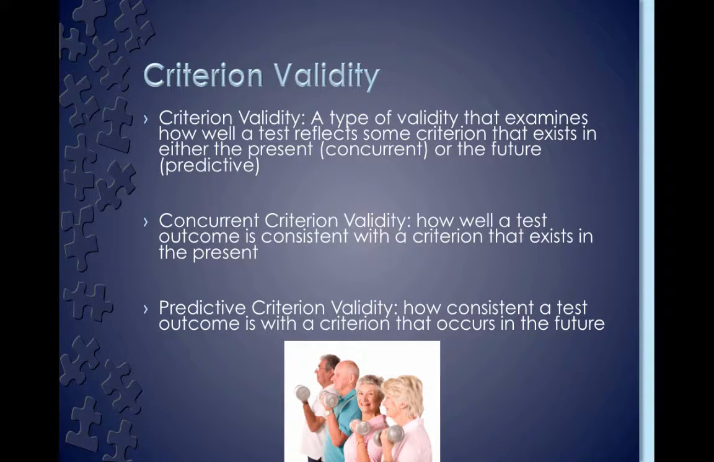Criterion validity. This is a type of validity that examines how well a test reflects some criterion that exists either in the present, right now, which is also known as concurrent criterion validity, or in the future, known as predictive criterion validity. So concurrent criterion validity is how well a test outcome is consistent with the criterion that exists now, in the present.